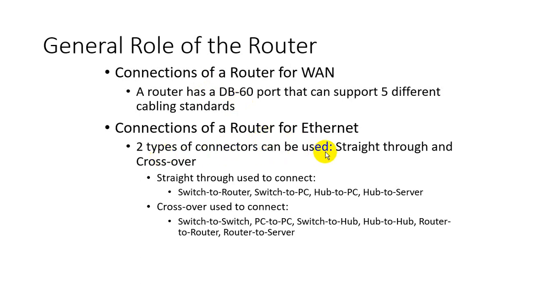Two types of cable can be used: straight through and crossover. Straight through is used to connect different types of devices like switch to router, switch to PC, hub to PC, and hub to server. Whereas crossover is used to connect similar types of devices like switch to switch, switch to hub, hub to hub, router to router, router to server, and some similar kinds of devices.